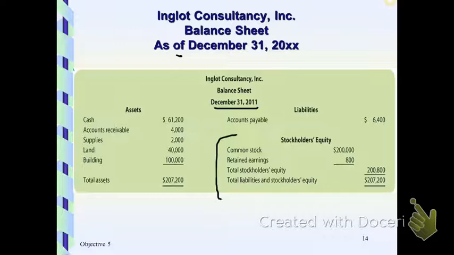If we focus on the stockholders' equity section of the balance sheet, we can see the common stock of the company that was sold, and then we have our retained earnings, and then we have our total stockholders' equity. These two components, the common stock and the retained earnings, are added together to get the total stockholders' equity, and then the total liabilities are added to the total stockholders' equity to get the total of the liabilities and stockholders' equity.